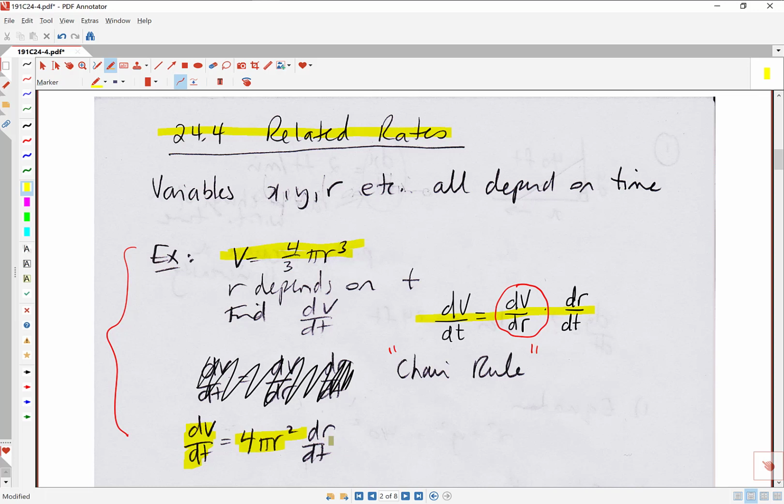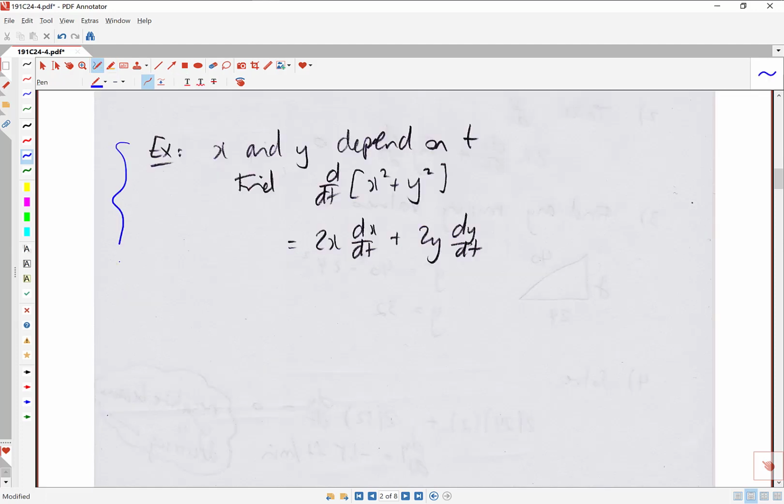Let's try one more example along these lines. So let's say we're told that variables x and y depend on t, and what we want to do is find the derivative with respect to t of x squared plus y squared. So again, we're going to need the chain rule. The chain rule comes into play anytime there's a mismatch between the variable that you're differentiating with respect to and the variable that you actually see in your function. So anytime there's a mismatch, there's going to be this chain rule going on.